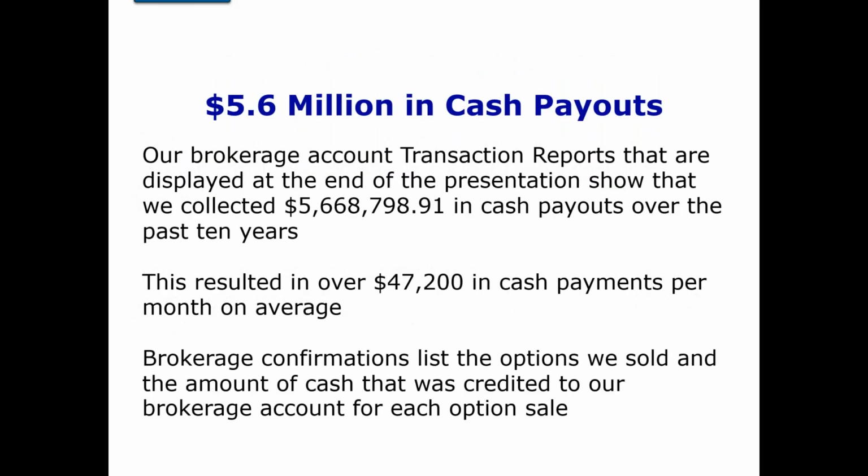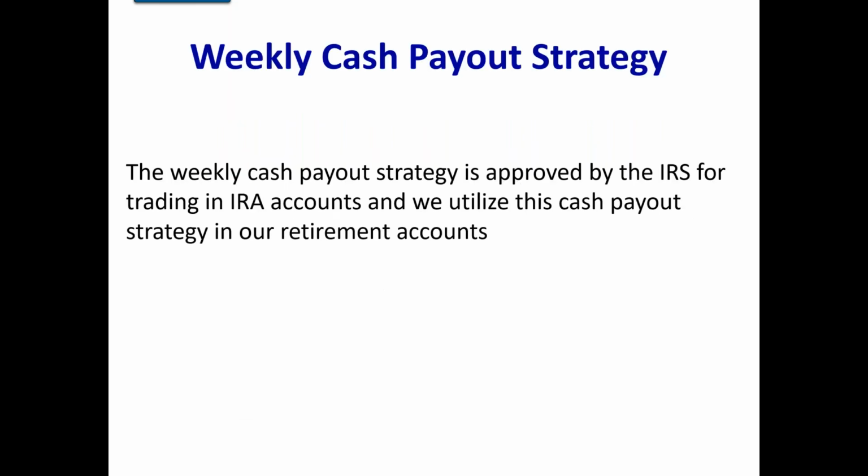In our brokerage account transaction reports that I'll display at the end of the presentation, it shows that over the past 10 years, we collected $5.6 million in cash payouts. So that was cash that went into our brokerage accounts doing the weekly cash payout strategy. That turns out to be about $47,000 in cash payments per month on average. The brokerage confirmations I'll show you at the end show the option that we sold and the amount of cash that was credited to our account after commissions.